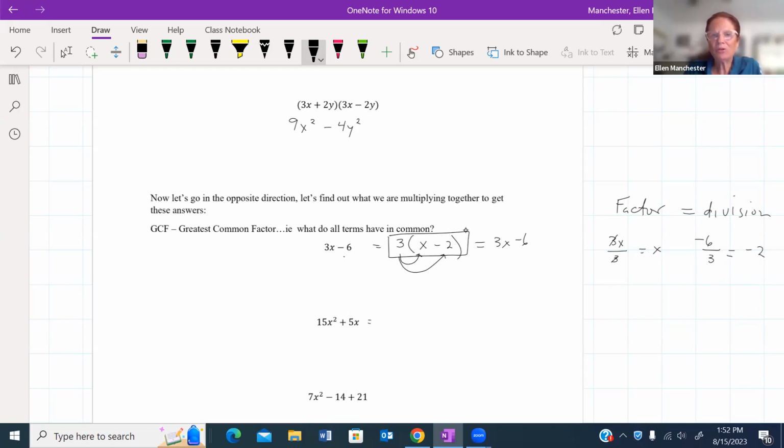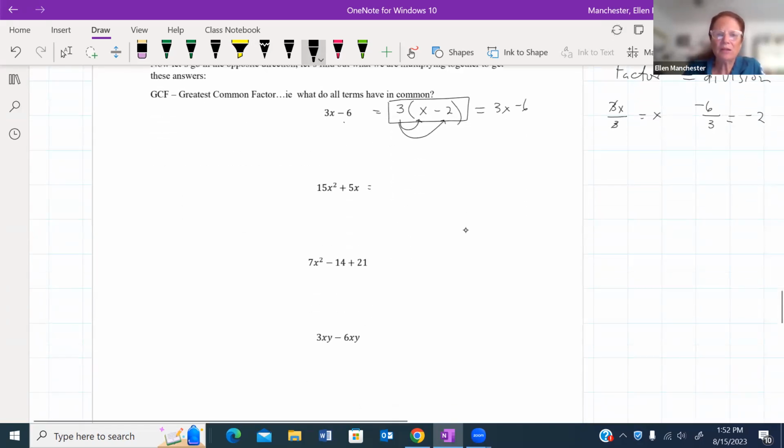Okay, and we always start with, okay, well, what's in common? Well, on this one, what's in common? Well, 15 won't go into 5, but 5 will go into 15. So 5 is a common factor. Now look at the variables. You have x squared and you have x. So what you're going to factor out is the lowest exponent, right? Because I can't take x squared out of x. I can't do a bigger number out of a smaller number, but I can take x out of x squared. So 5x is our common factor.